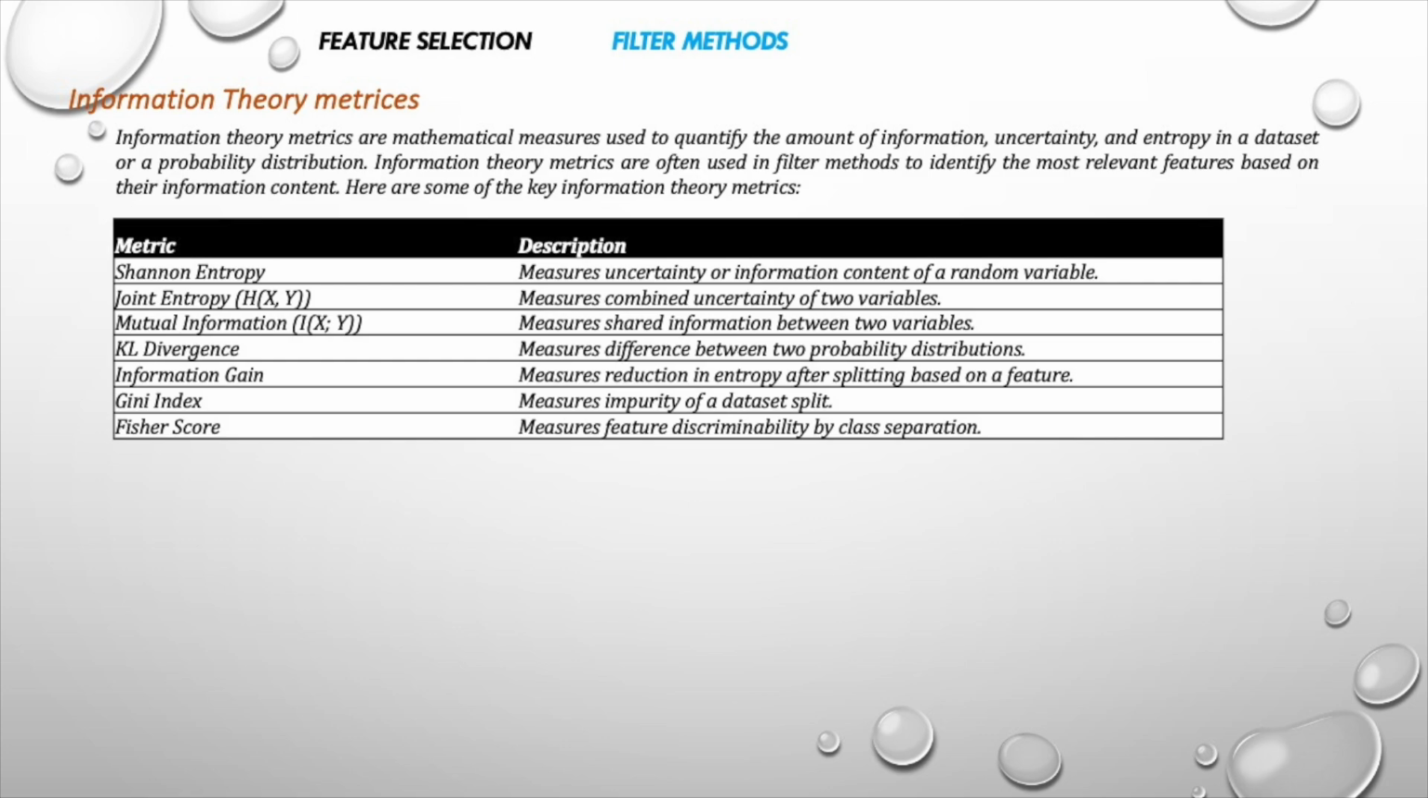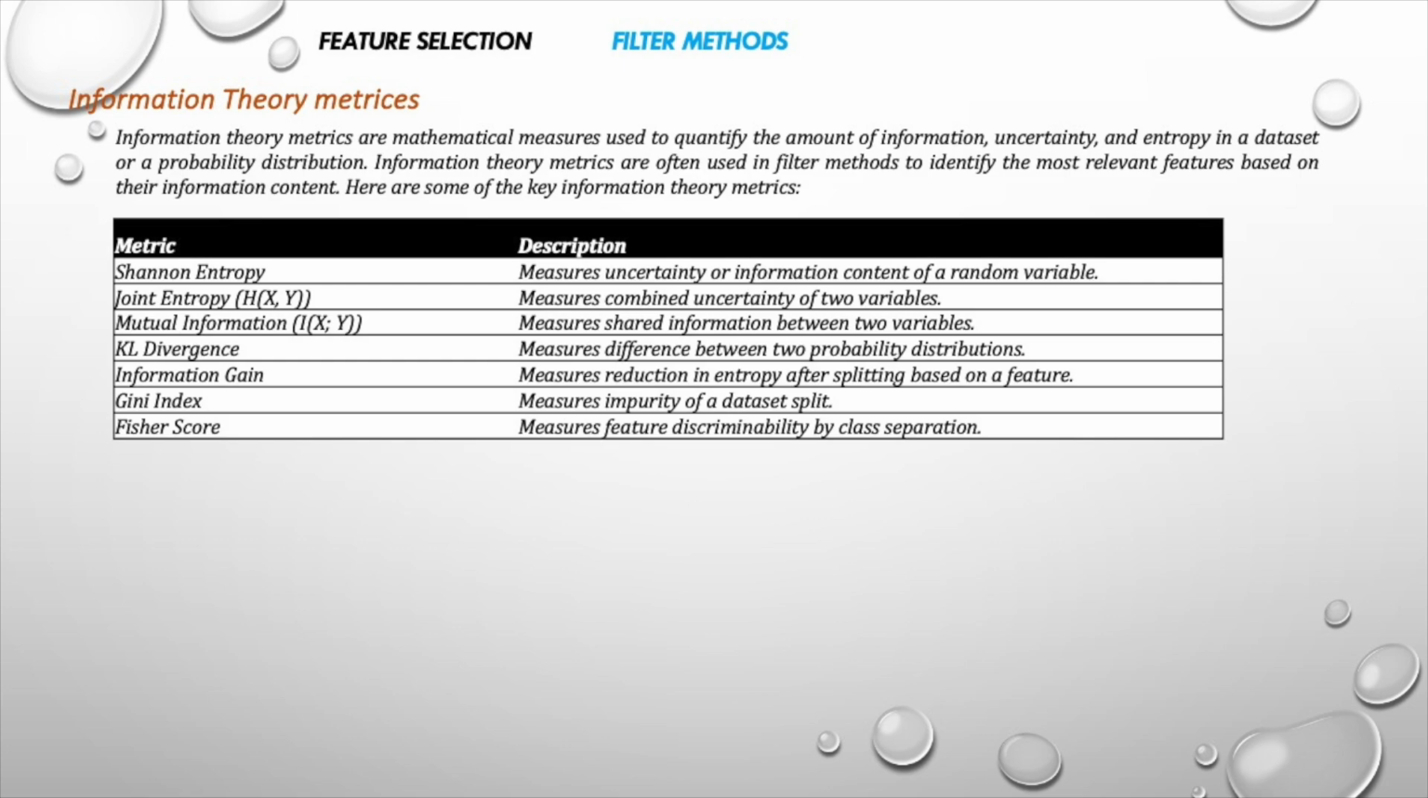The higher the information gain, the better the split. Mathematically, information gain is calculated as follows. Information gain equals entropy(parent) minus the sum of weighted entropy(child). Information gain is commonly used in decision tree algorithms such as C4.5 and ID3.